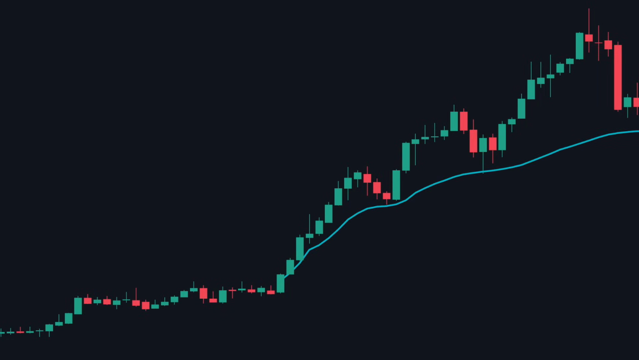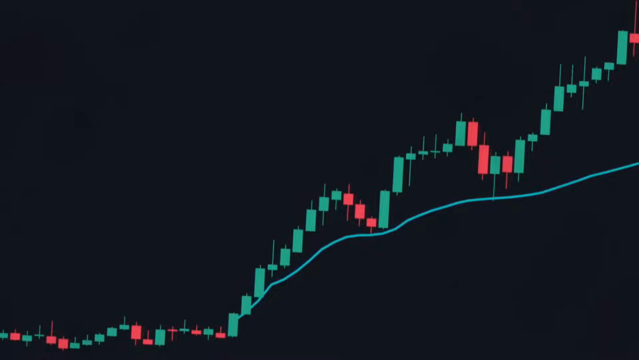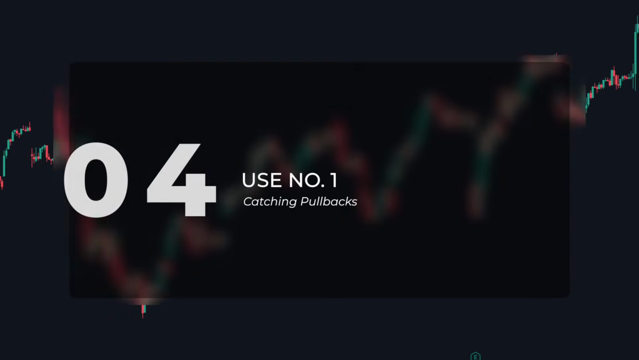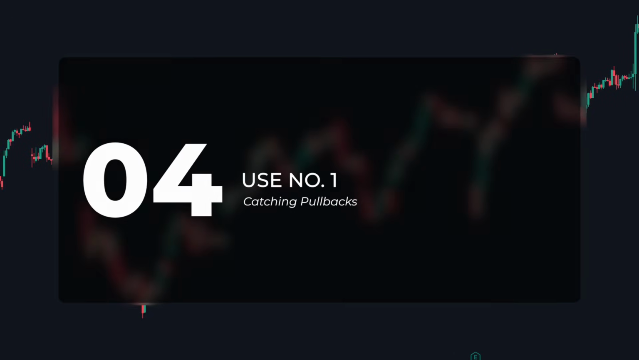As you can see, it provided support to the price 2 times. The price touched the VWAP and moved upwards. And that brings us to the first use of Anchored VWAP. Topic 4. Use 1. Catching pullbacks.